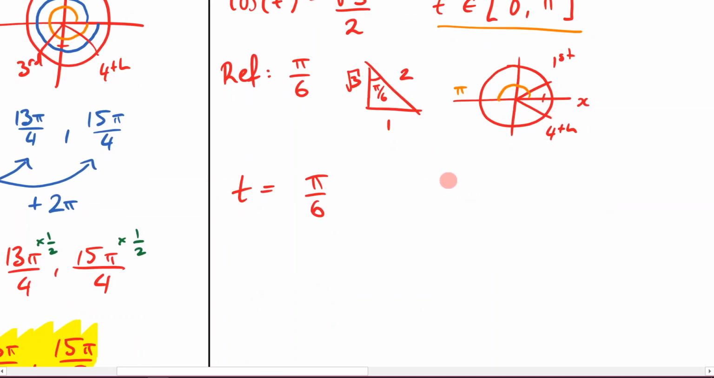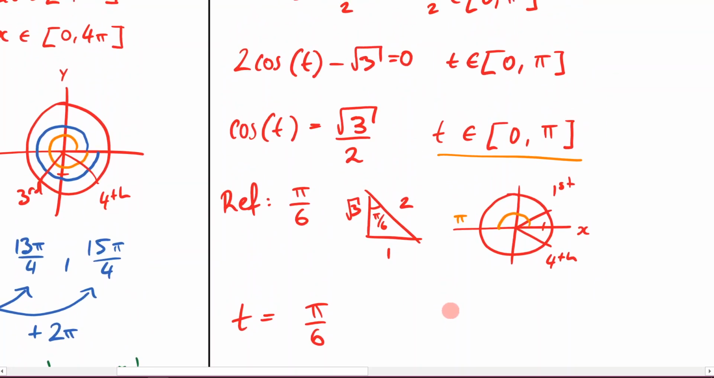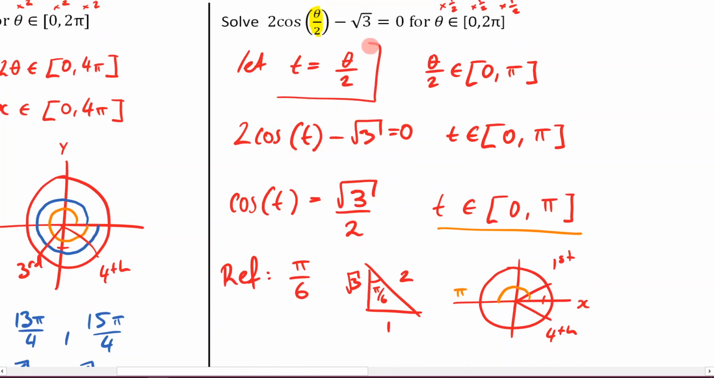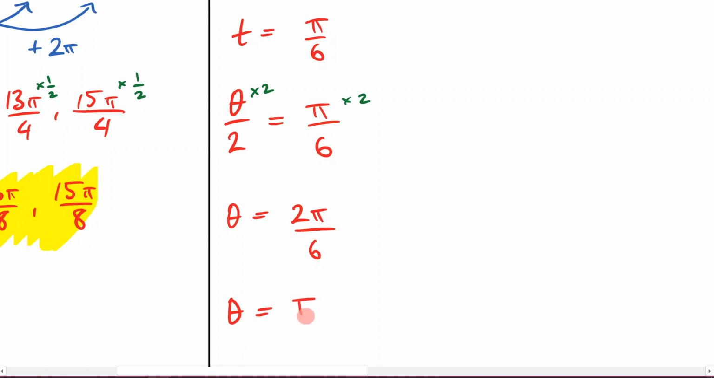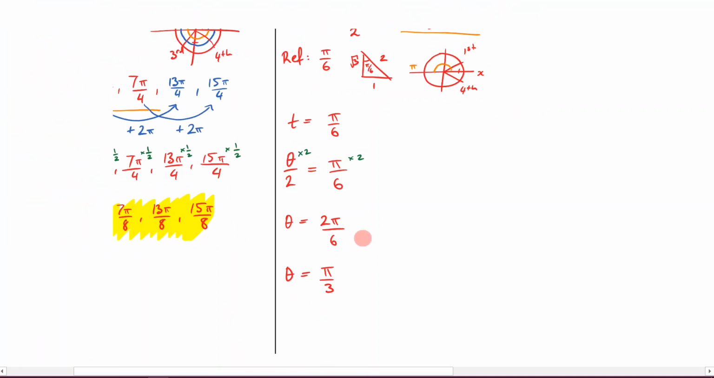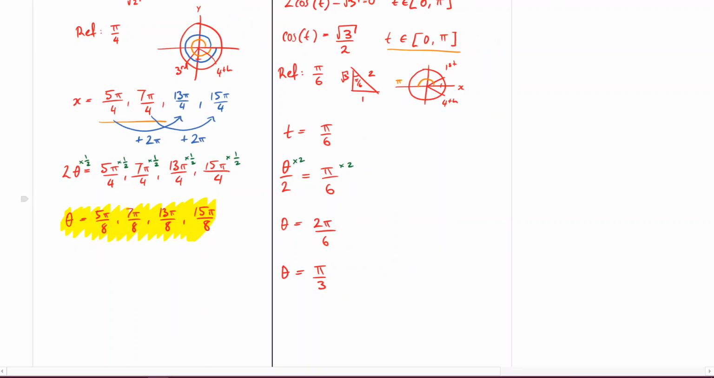And then once I've done that, remember now you have to swap it back to what you originally said t was equal to. So I said t was equal to theta on 2. So I'm going to go theta on 2 is equal to pi on 6. And now I need to get it just in terms of theta. So that means I'm going to, let me do this in green, multiply this by 2, multiply this by 2. I'm going to get theta is equal to 2 pi on 6, which is the same as pi on 3. And that's how we approach that. So that is our answer there, just pi on 3. So as you can see here, we only have one solution, but that's fine.